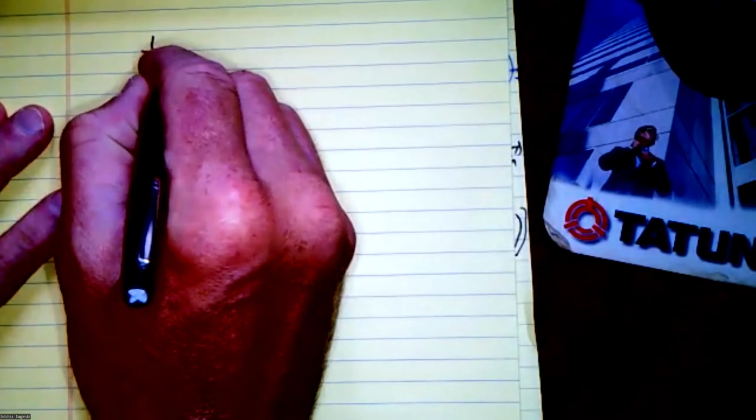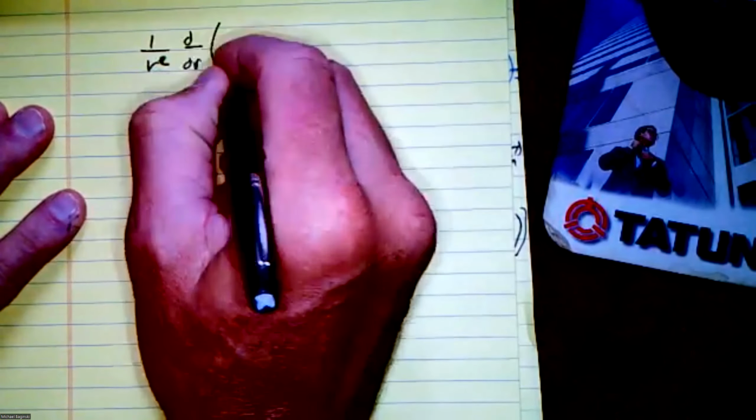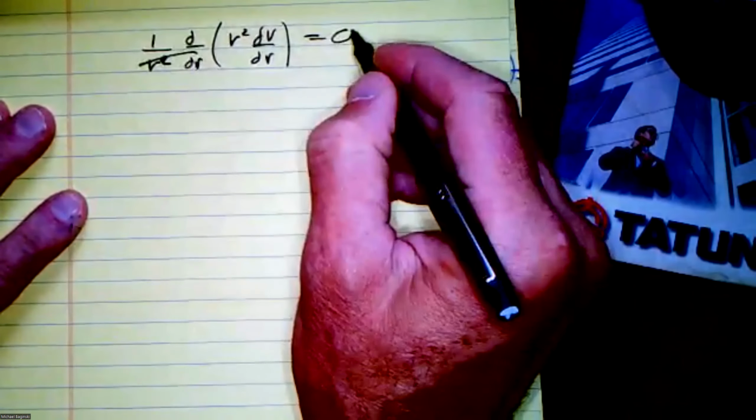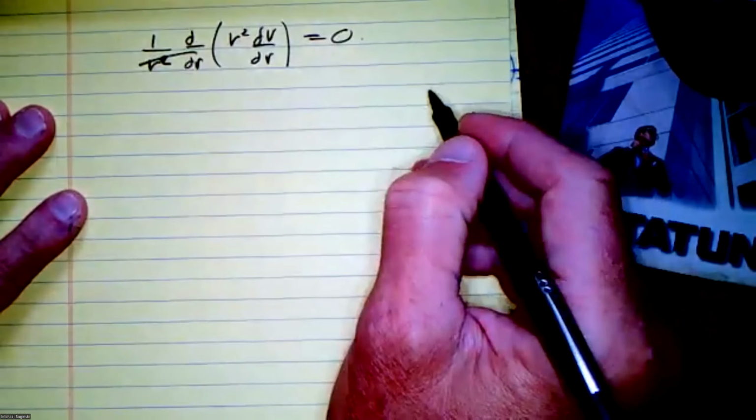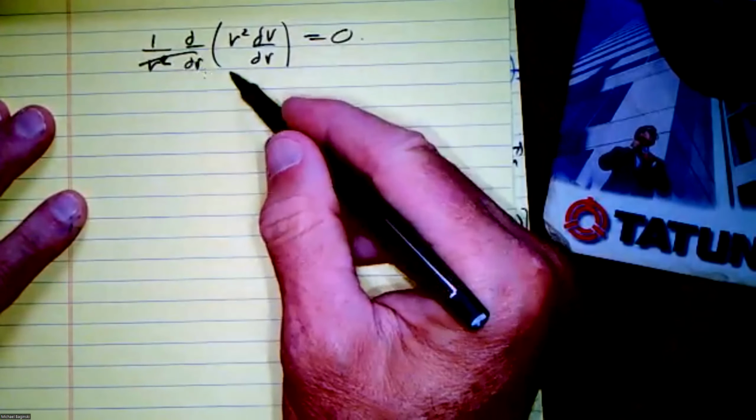Let me redo this. I'm going to start it again. 1 over r squared, because I messed this up, I think, times d dr, r squared times dv dr, and that's equal to 0. I'm sorry. Now multiply that. It's still 0. Now that's 0 integrated dr. My bad. Now this is a complete differential.